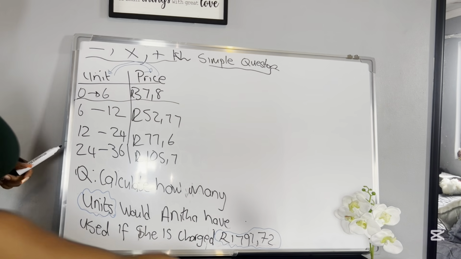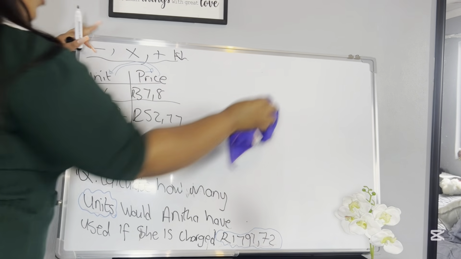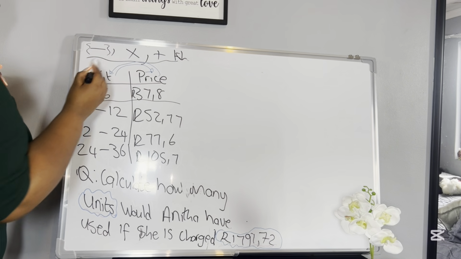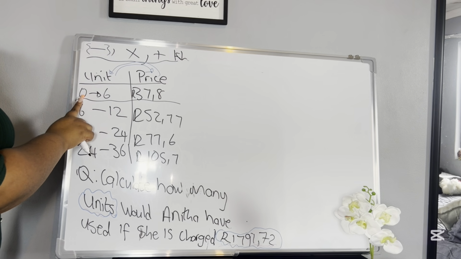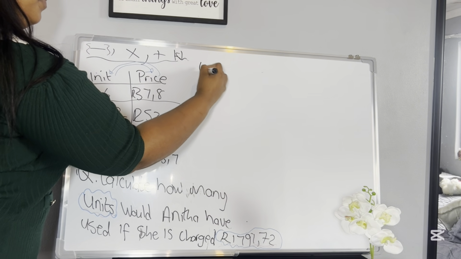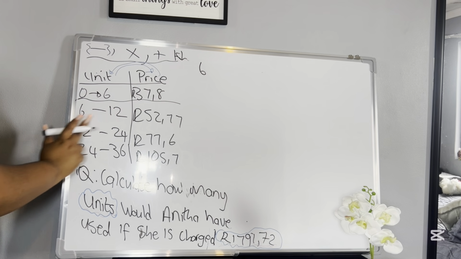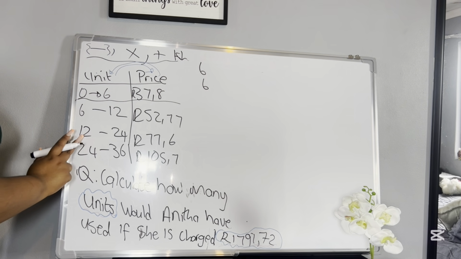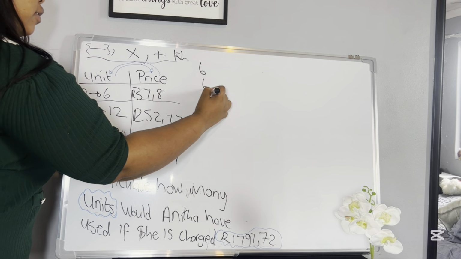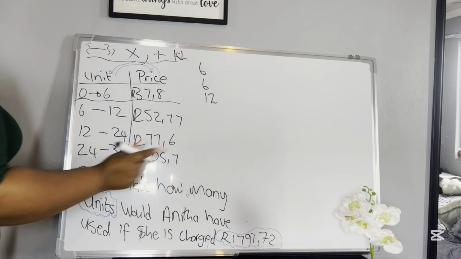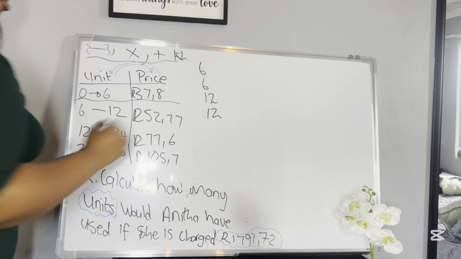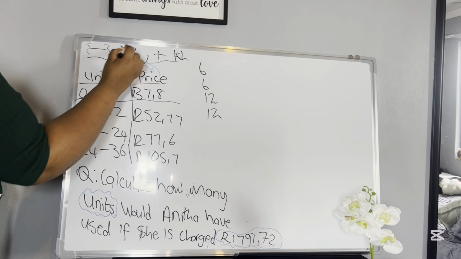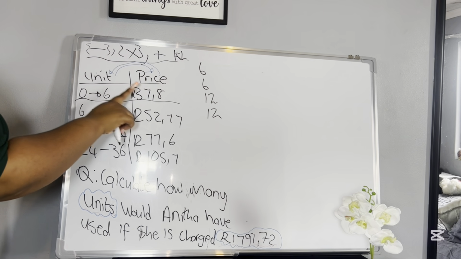Now, you must do the steps of a simple question. Knowing step 1, what is step 1? Step 1 is whereby you check the difference between the units. So the difference between 6 and 0 is 6. The difference between 12 and 6 is 6. The difference between 24 and 12 is 12. The difference between 36 and 24 is 12.